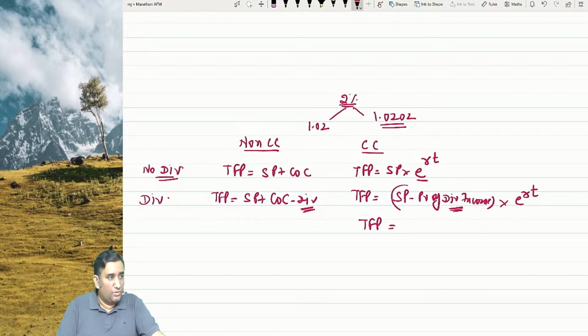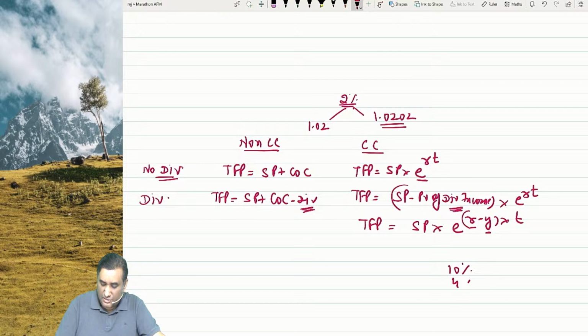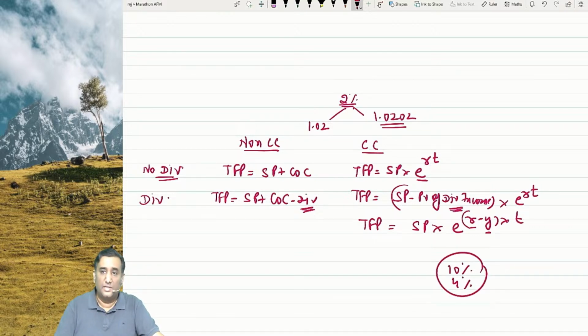in that scenario, what will you do? Spot price into e to the power r minus y. R is nothing but the interest rate. Y is the compounding. For example, if the cost is 10% and the yield rate is 4%, your net cost comes to 6% accordingly. In this case also, you can adjust this TFP. The interest cost can be adjusted accordingly.